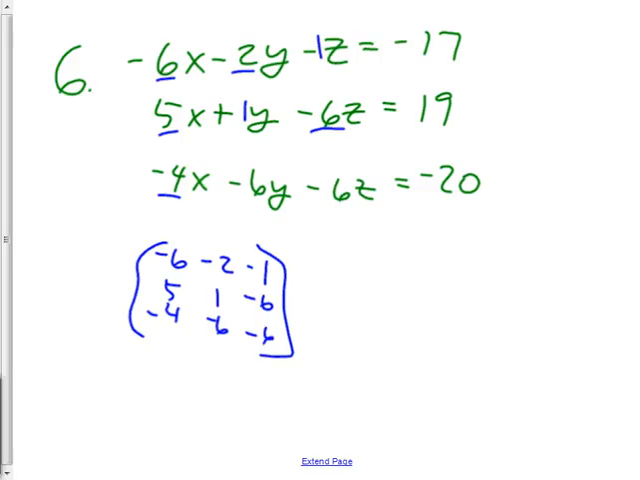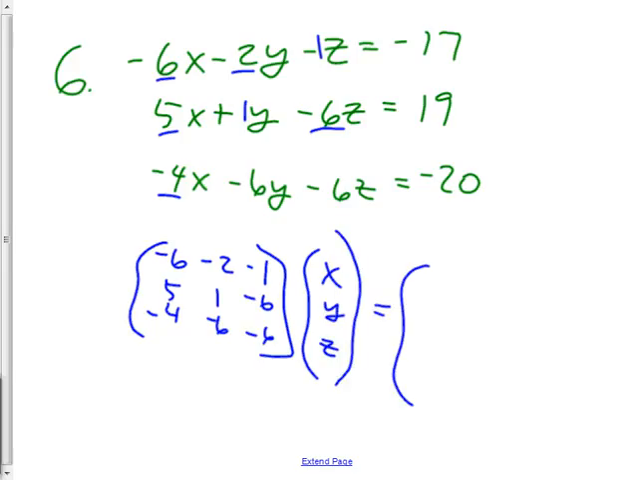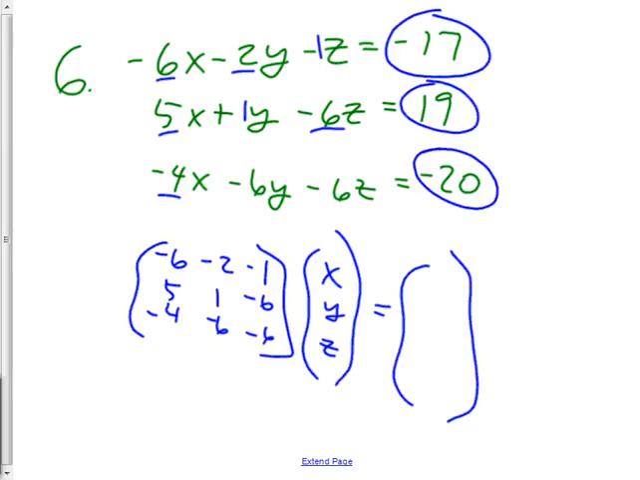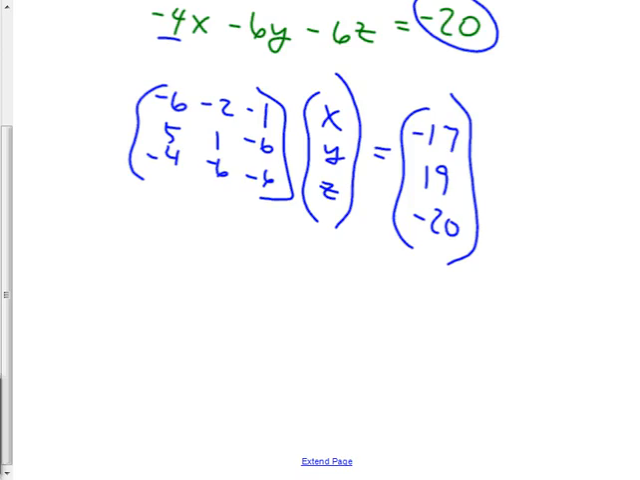Did you agree with me so far? Okay. Then you should have had x, y, and z. And then you should have had the other matrix, which is a simple answer matrix with negative 17, or positive 19, and negative 20. With me still? I'm guessing the key is probably wrong, but we'll see. This is A, and this is B.